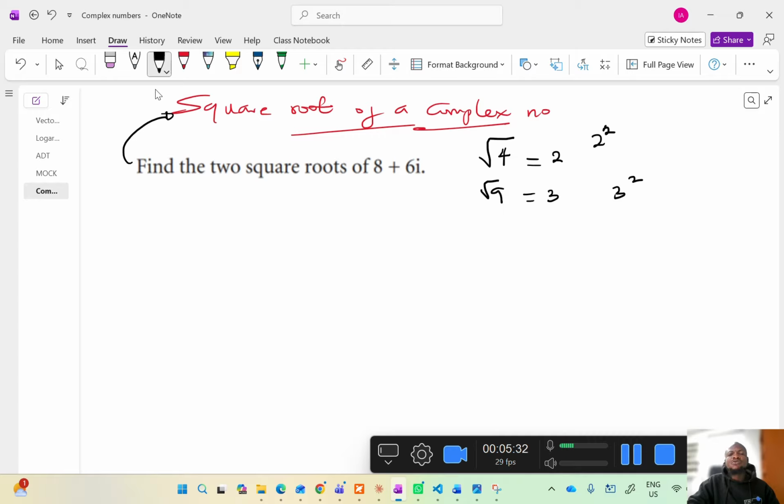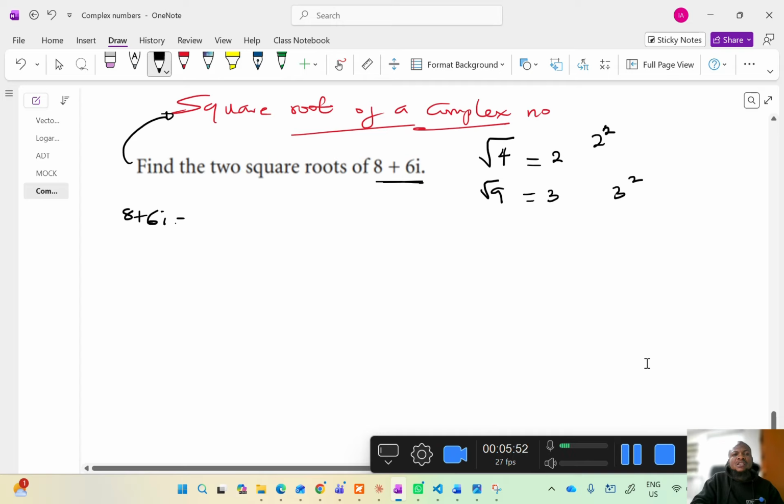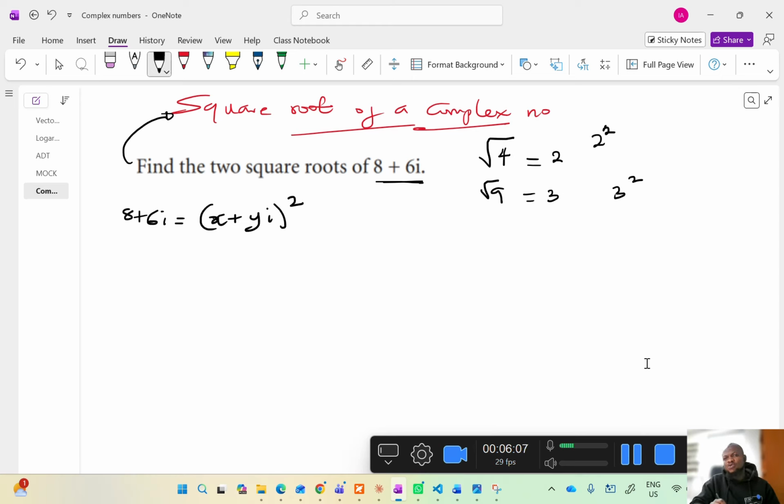So since you are asked to find the square root of this, what that implies is 8 plus 6i is a square. I hope you understand that. It is the square of a number. So since this is a complex number, we will say that 8 plus 6i is the square of a complex number, and a complex number can be represented as x plus yi. Okay, since this is a complex number, then the square is 8 plus 6i. I hope this is well understood.